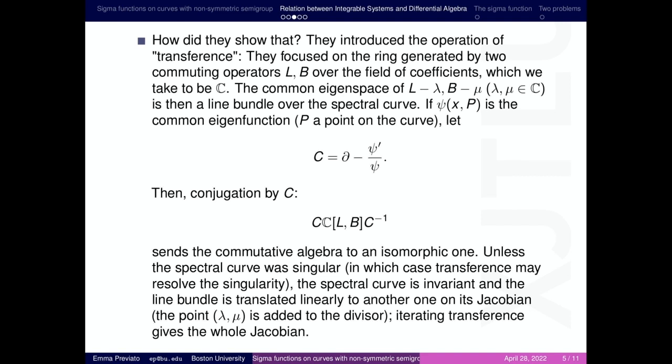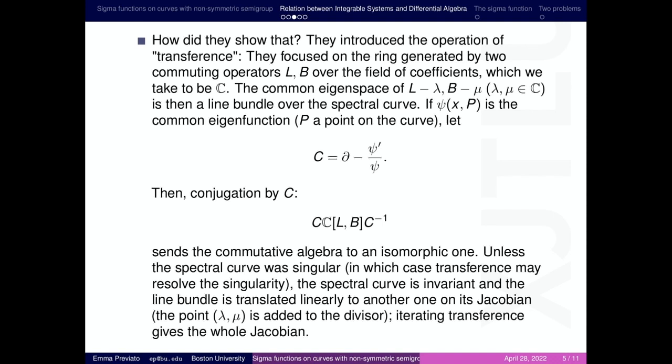You can do Euclidean division, and then conjugate the ring with C inverse on the right, because everything is divisible by C, and C on the left, and you get an isomorphic ring of differential operators, which is the same curve because it's isomorphic. The only thing that changes is the line bundle. What you've done is, to the original line bundle that corresponds to L and D, you added the point P. So the line bundle is G points, let's say genus G, P1 plus ... plus PG, then you add plus (lambda, mu), and up to linear equivalence, that's a different divisor. So you're moving on the Jacobian of the curve.